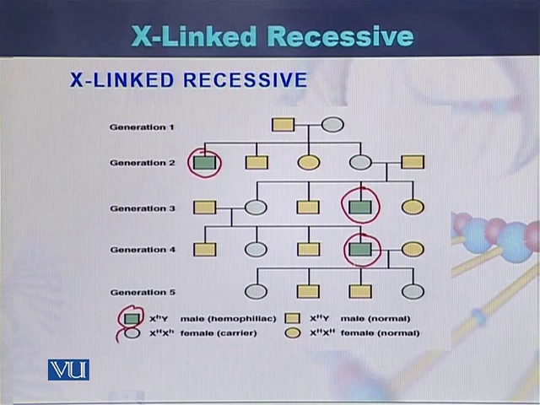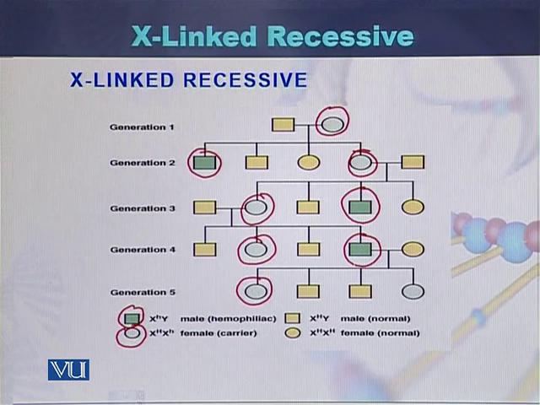So the carrier female is this one. So this female is a carrier, carrier, carrier. This is also a carrier. So these are all carrier females. So in case of X-linked recessive disorders, males are more affected as compared to the females.